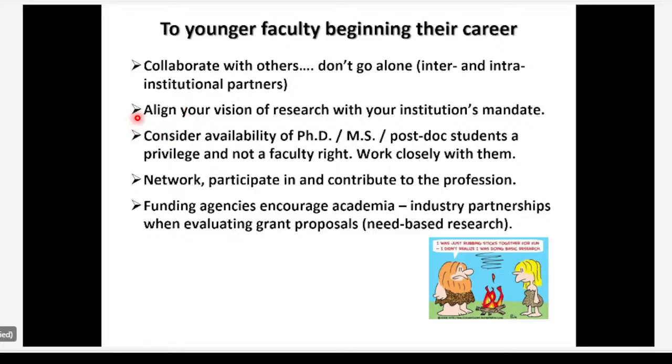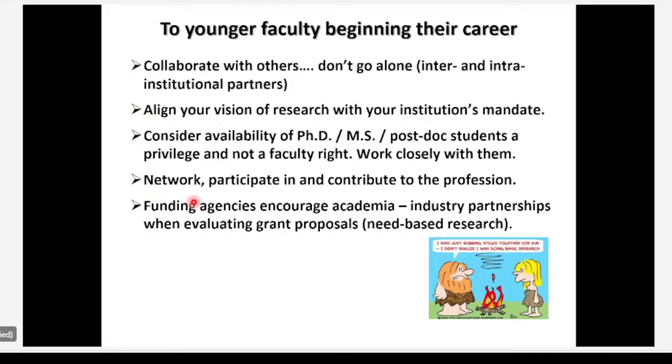Third point is that you should consider availability of PhD or master's or postdoc students a privilege, not a right as a faculty member. That's very important, because a lot of times, even in the United States and elsewhere, in good universities, not all professors have PhD students. And I'm not talking about teaching schools, I'm talking about regular research schools. So you are privileged if you have student, postdoc, and grad students, master, PhD. Work with them closely, mentor them, and get good work done by them. That's very important.